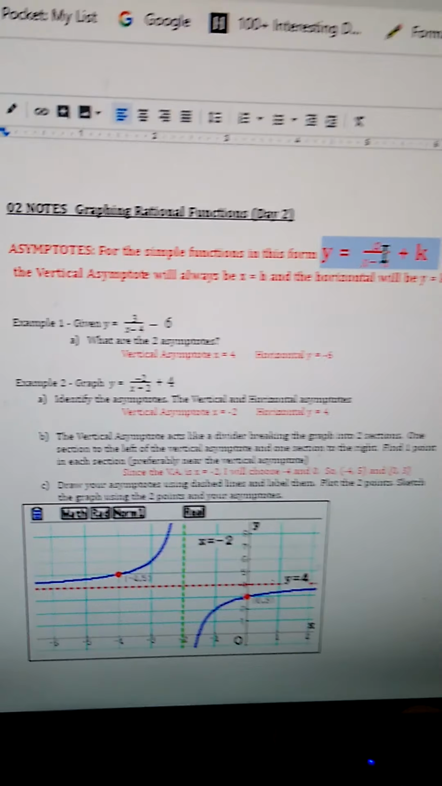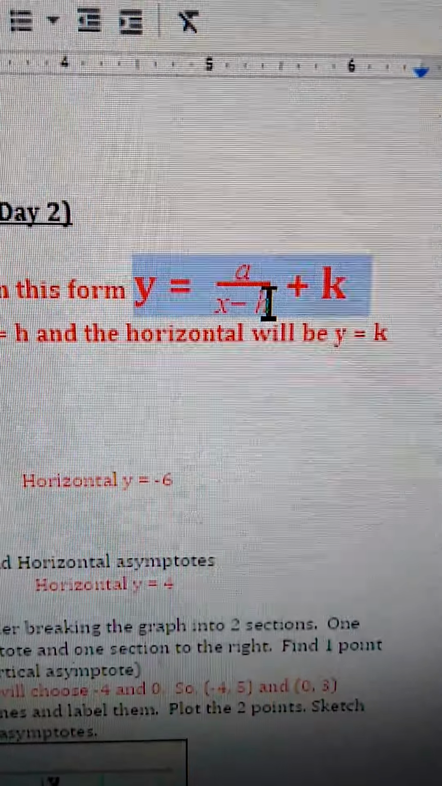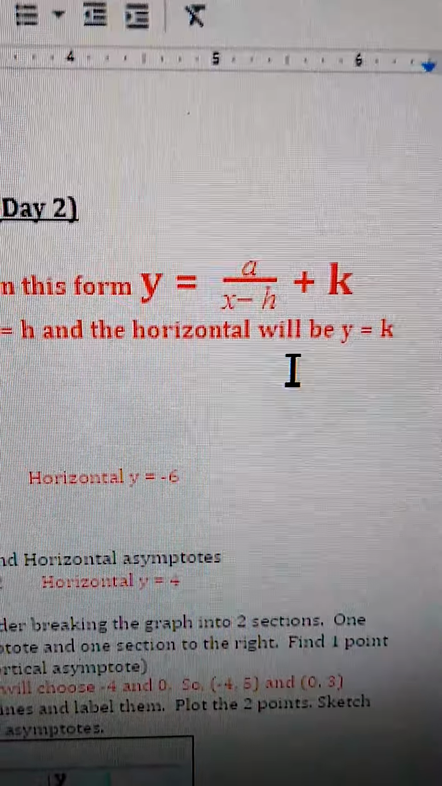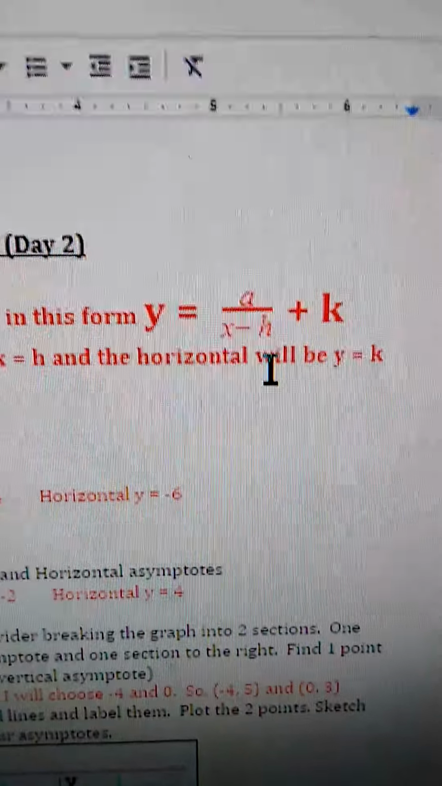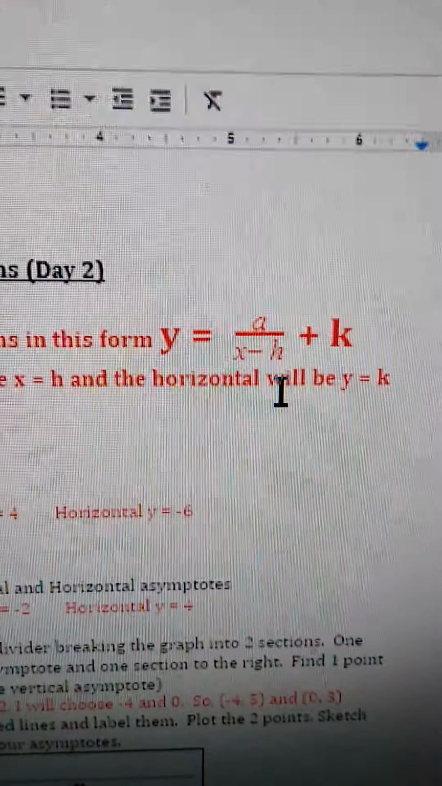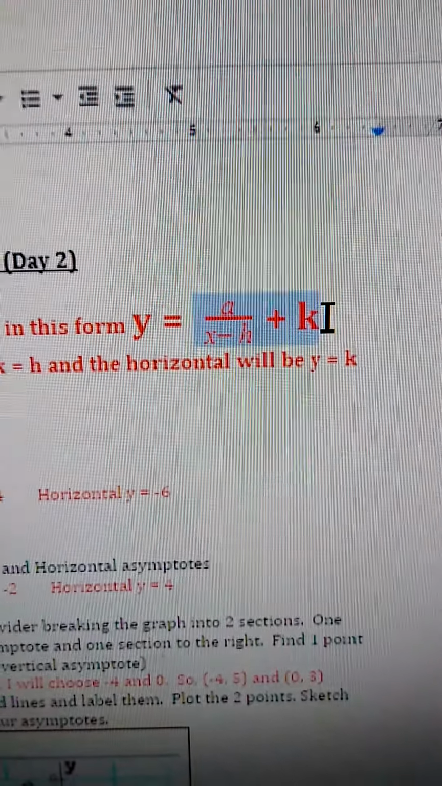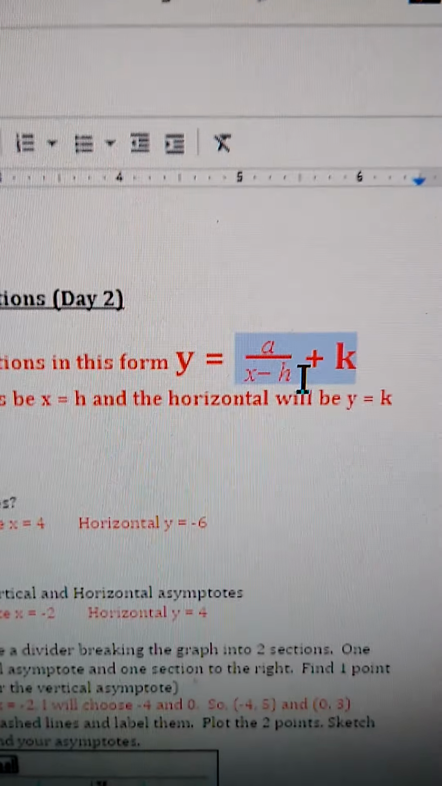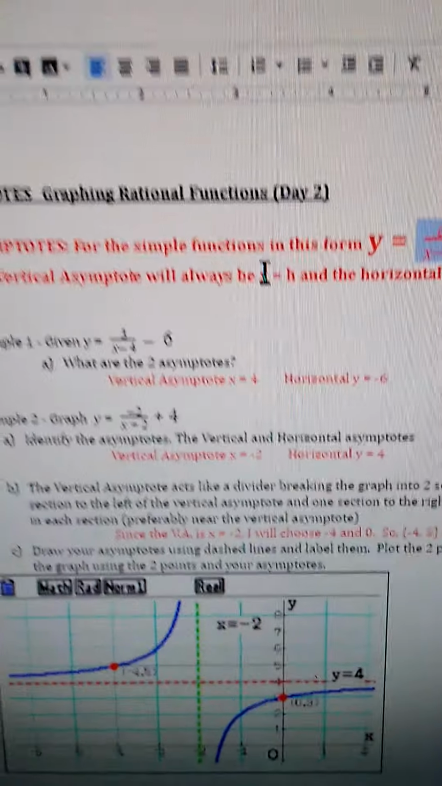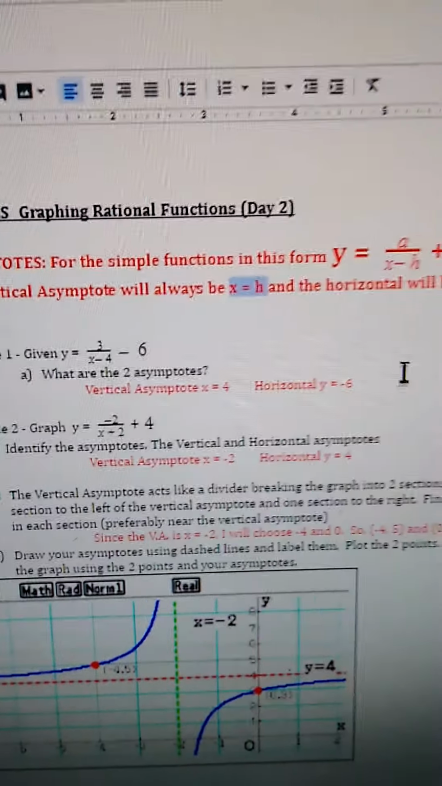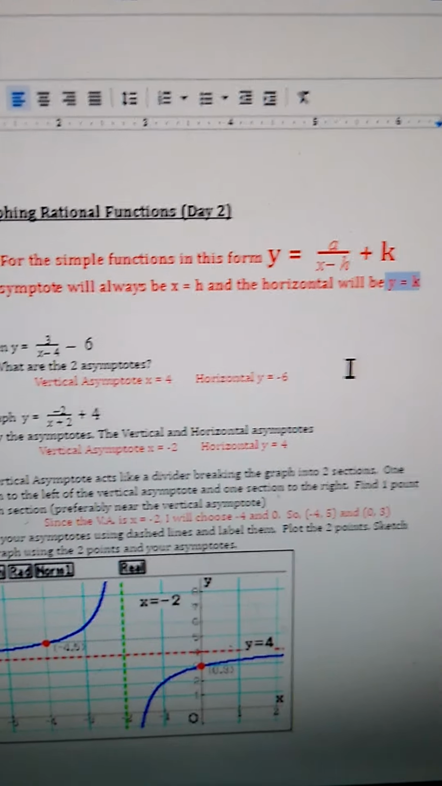What we basically have is the same idea as shifts and transformations. H is in the denominator. This moves it left to right. So if you think about movement left and right, we're talking about the vertical asymptote moving. So H will determine the vertical asymptote, and K moves the graph up and down. So we're talking about a horizontal asymptote being moved. So the vertical asymptote will always be x equals h, and the horizontal asymptote will always be y equals k.